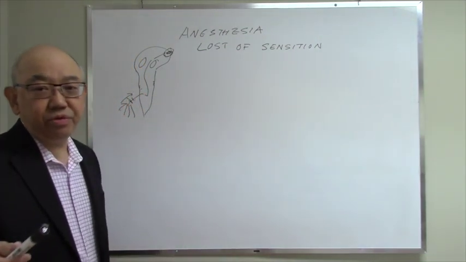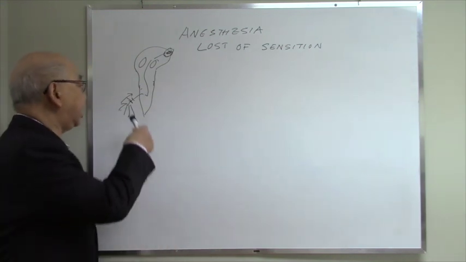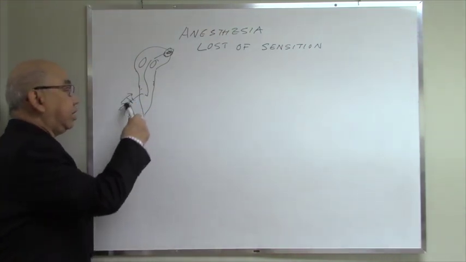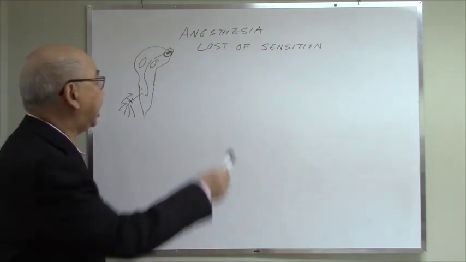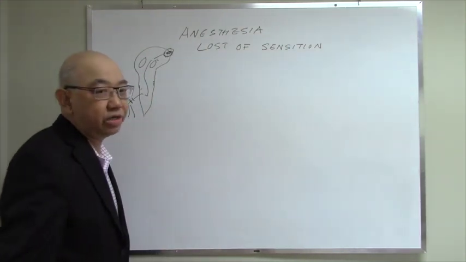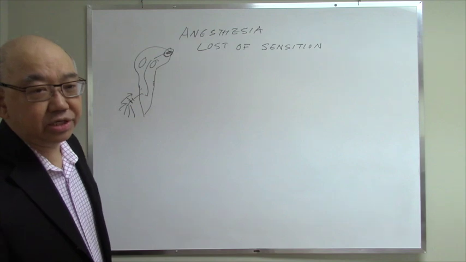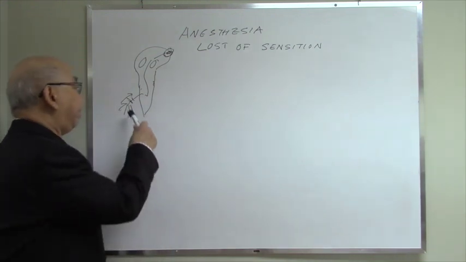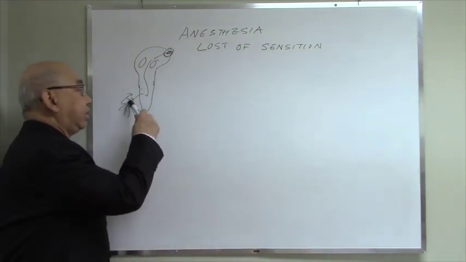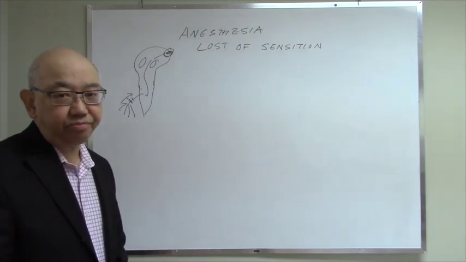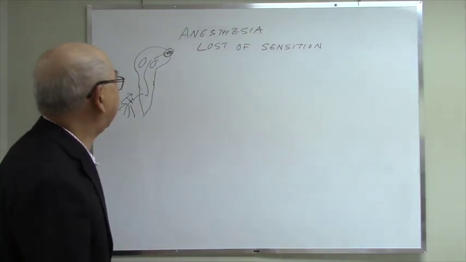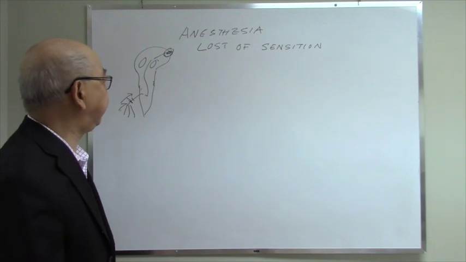So, two ways of losing sensation. One is to interrupt the conduction. The second way is to scramble the interpretation. In part 1 of my lectures, I talked about using local anesthetic to interrupt the conduction. Today is part 2. Now, sensation.